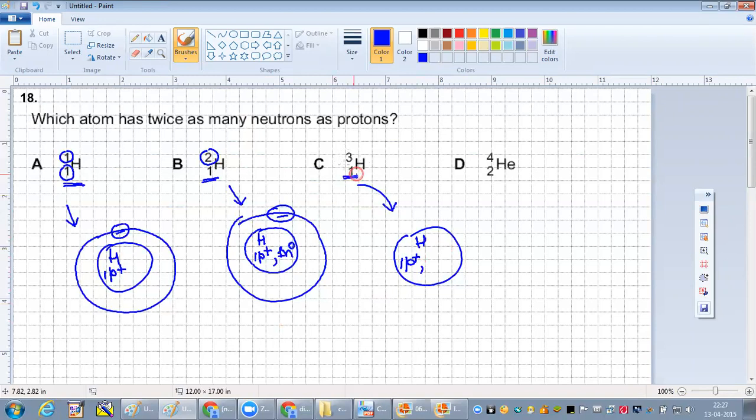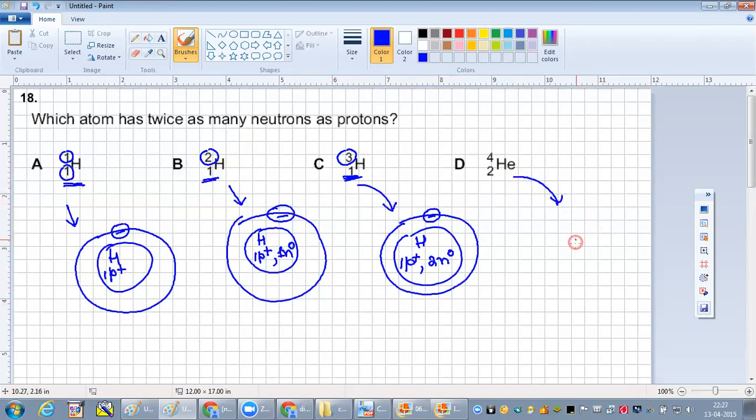Atomic mass number is 3. That is the sum of protons and neutrons. 1 proton is already there, so the number of neutrons will be 3 minus 1. So 2 neutrons over here. And of course there will be only 1 electron, equal to the number of protons.